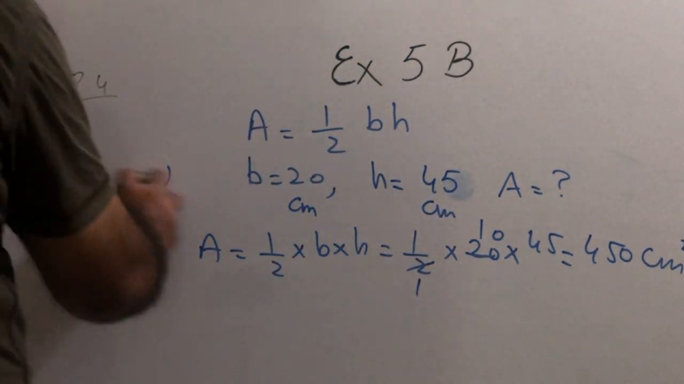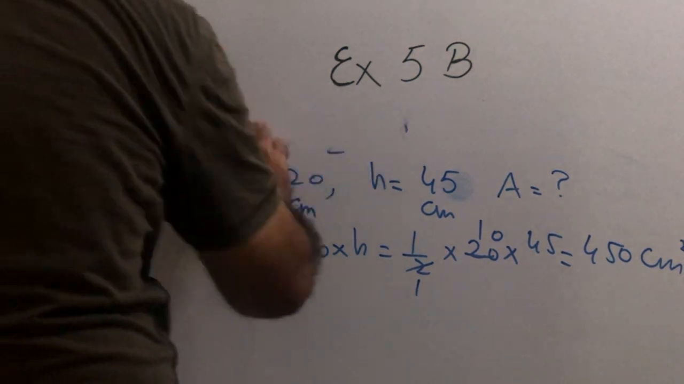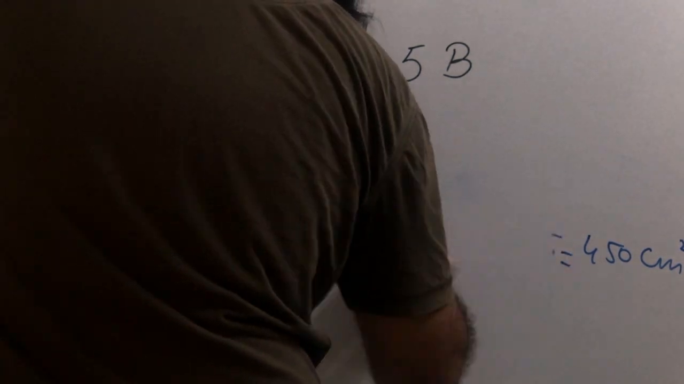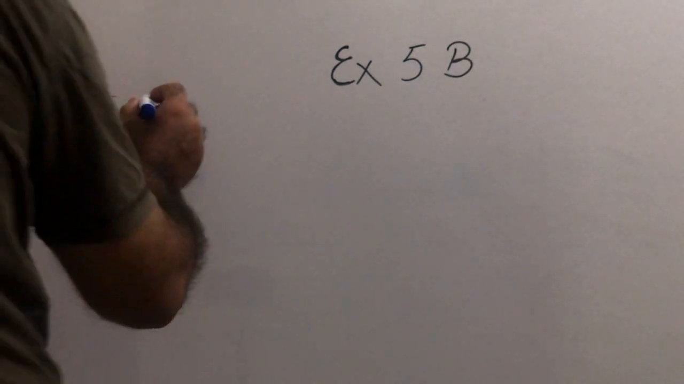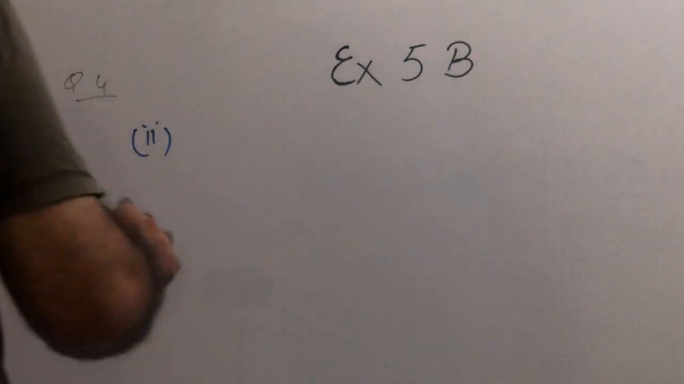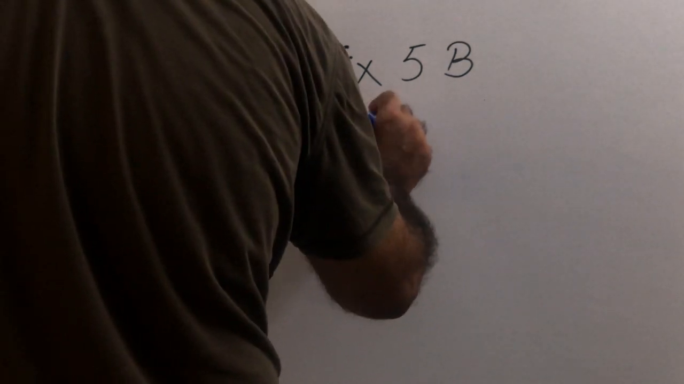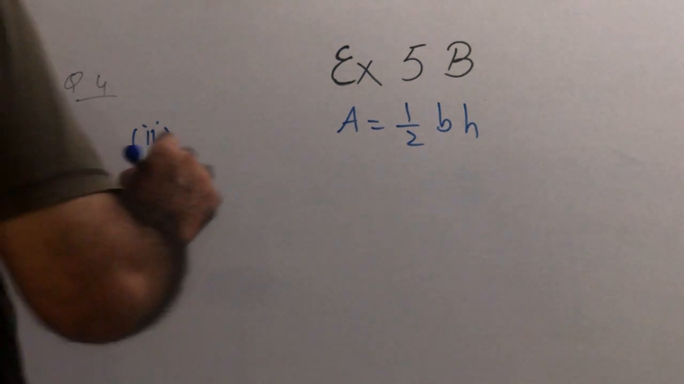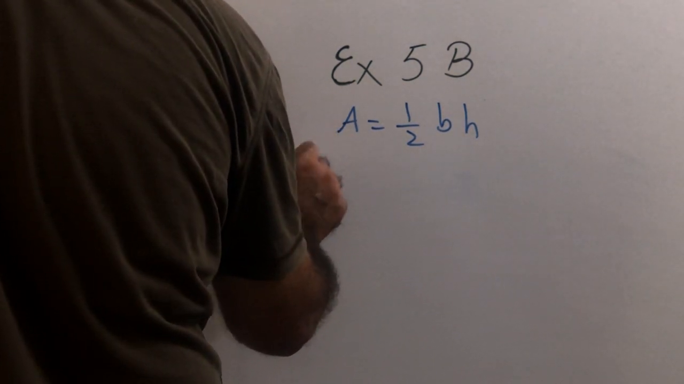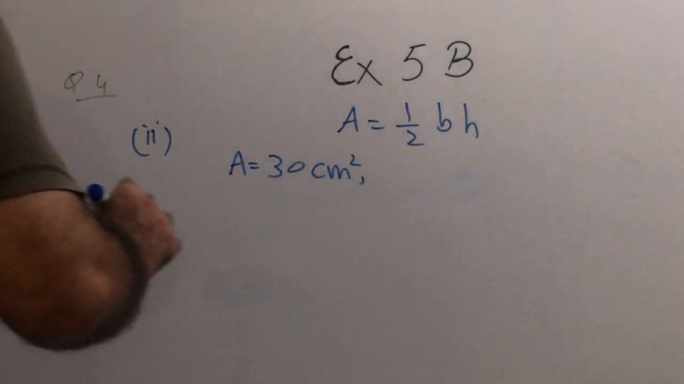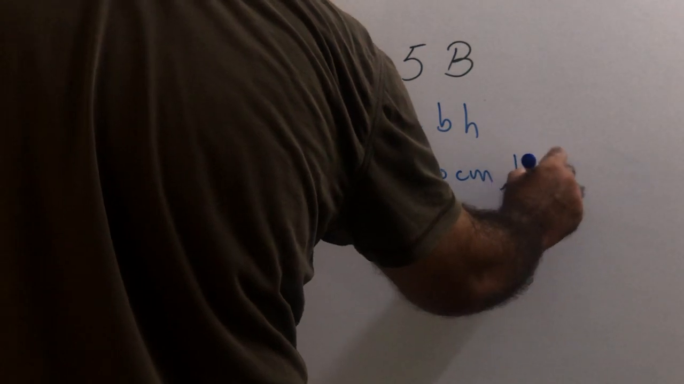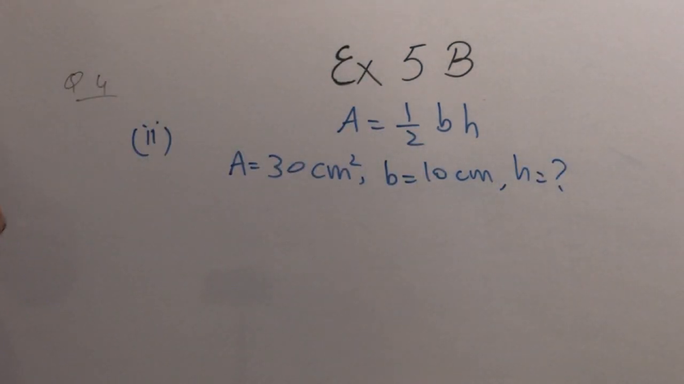So we just plugged in the values of B and H and we found the area. Area is always in centimeter squares, meter squares, like this. So it is done. Part 2: that formula is same. A is equal to half BH. A is given as 30 cm square. B is equal to 10 centimeter. We need to find H, the height of the triangle.